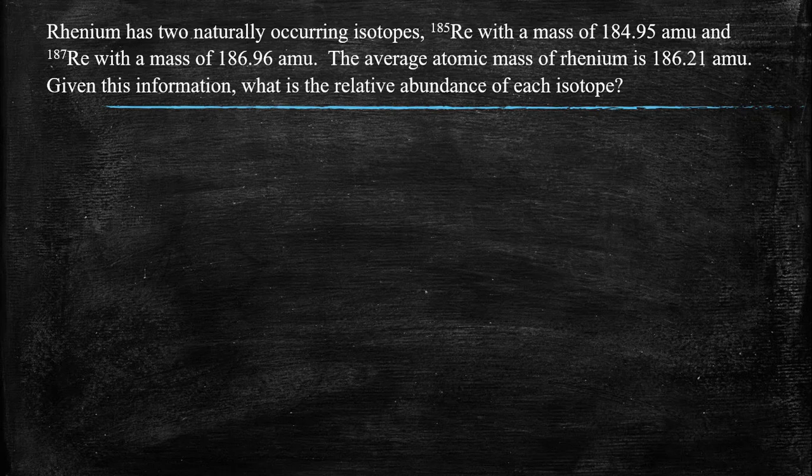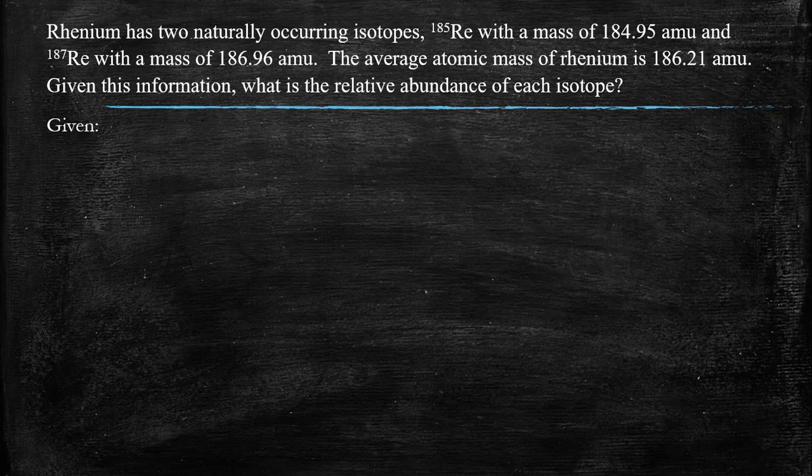So we are told that rhenium has two naturally occurring isotopes. You have rhenium-185, which has a mass of 184.95 AMU, and rhenium-187, with a mass of 186.96 AMU. We're also given the average atomic mass of rhenium, that is 186.21 AMU. Given that information, we can calculate the relative abundance of each isotope.